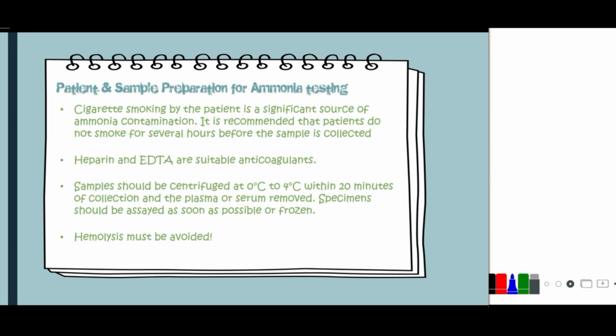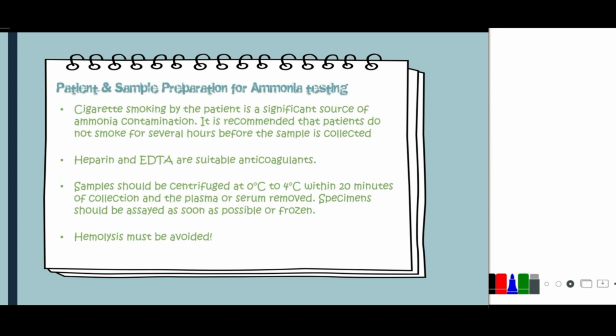So, suitable anticoagulants for blood to be collected for ammonia testing would be heparin and EDTA. And also, guys, take note that ammonia testing requires the samples to be chilled. So, samples should be centrifuged at 0 to 4 degrees Celsius within 20 minutes of collection, and the plasma or the serum shall be immediately removed in order to avoid hemolysis. Specimens should be assayed as soon as possible, but if not, they should be frozen at negative 20 degrees Celsius.